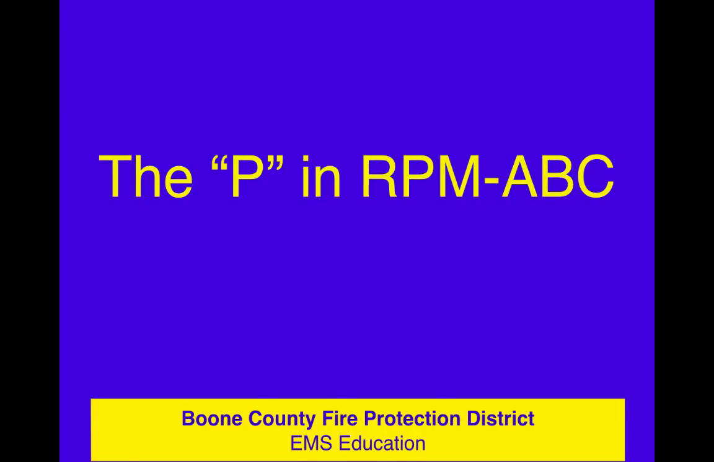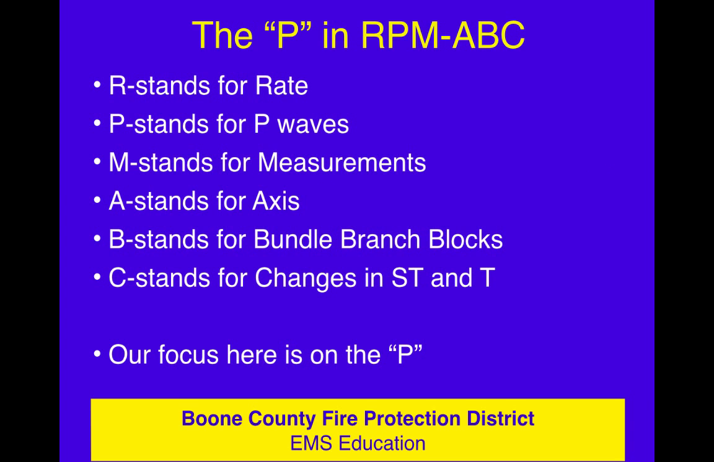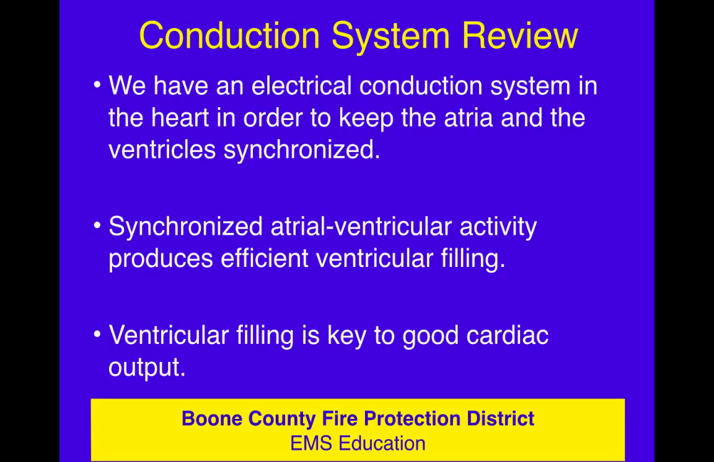So let's think about the P in RPM ABC, our mnemonic for 12-lead EKG analysis. The P stands for P waves, and follows right after rate, which we should have covered by this point. And then later we'll deal with M for measurements, we'll do axis and bundle branch block together, and finally C for changes in ST and T wave. But our focus right here today is on the P in RPM ABC.